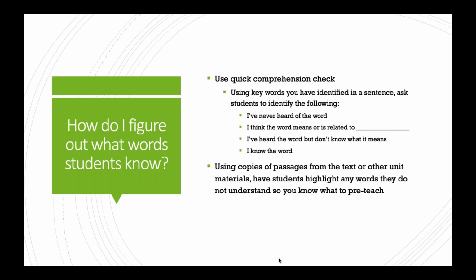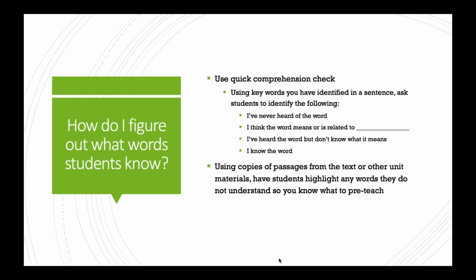Another way to do this is to get a passage from a text or other unit materials, and have the students highlight with a highlighter any words that they don't understand, so that you know what to pre-teach. I think that really reduces the amount of analysis time. But the challenge with that is, if you have 30 students in your class, you have to go over 30 passages. The first activity that I gave you that lists the words will give you a much quicker way to assess that.